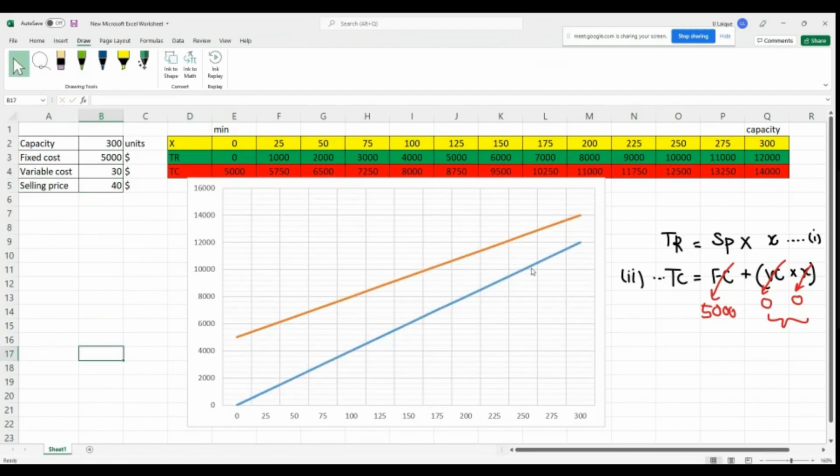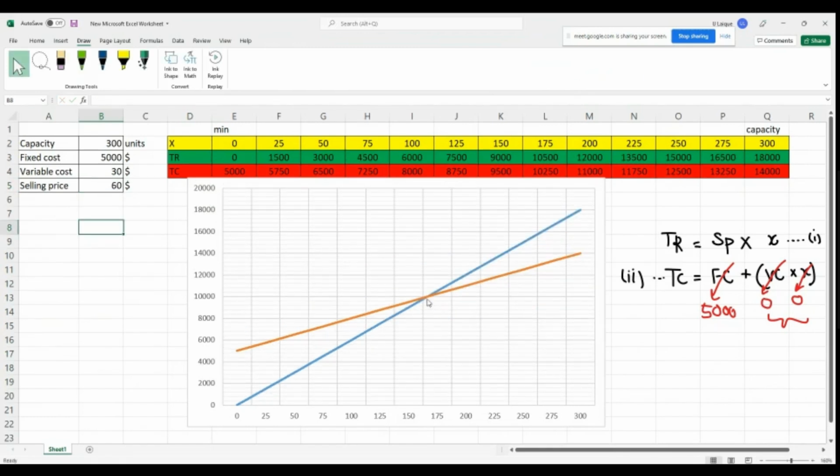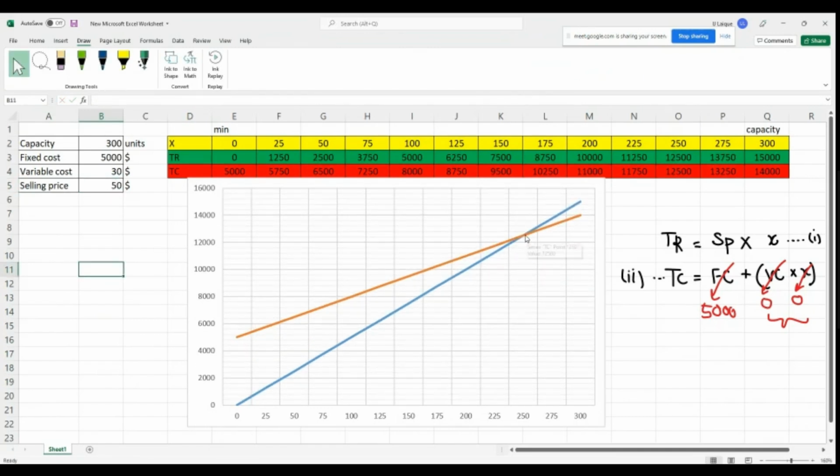Now, what does that mean? This basically means that if we keep the selling price at 40, and the fixed cost and variable costs do not change, then at this particular selling price, we cannot even get a break-even. Let me make it 60, and let's see what happens then. At 60, now it can break even, right? Let's make it 50. What happens at a 50 selling price? At 50, again, you can break even.